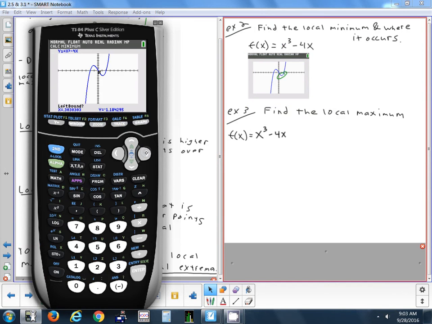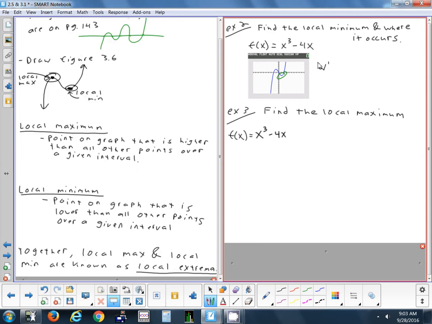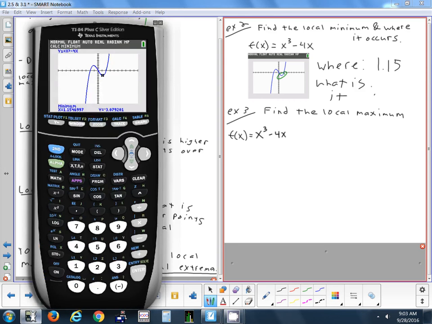So we're going to calculate a minimum. Pick a point left, right, and make my guess. Where does the minimum occur? 1.15. What is it? That's my y value, negative 3.08.